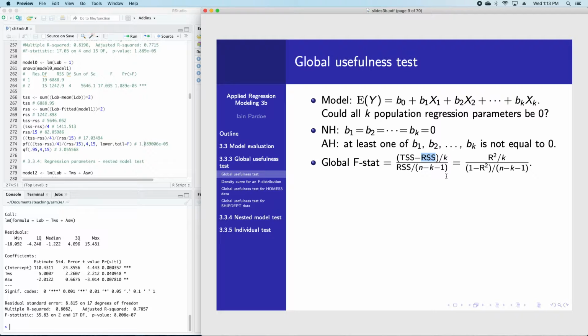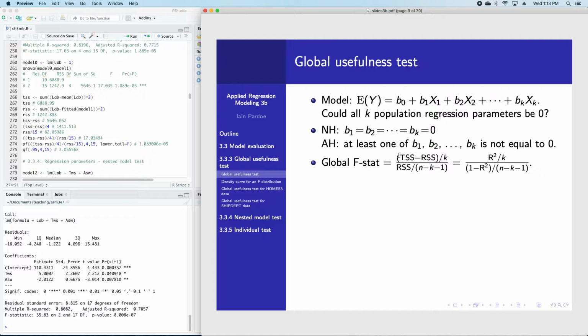And so what does that mean, having a small residual sum of squares? Well, that means there's very little unexplained variation left in the model. In other words, we've done a good job of explaining the variance in y about its mean, and the predictors are useful. So that's some intuition behind why this F statistic is going to work, because a good model will have a large value for the F statistic.